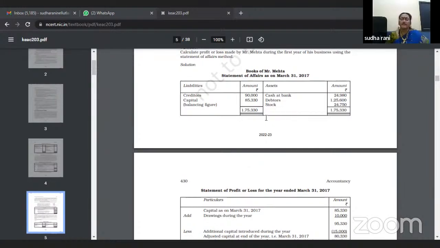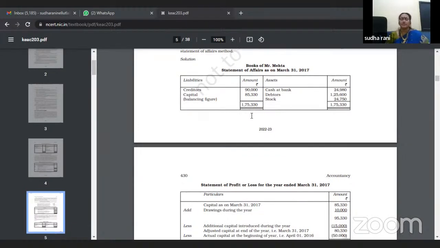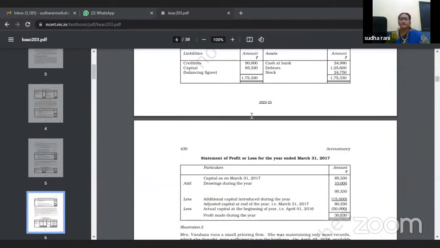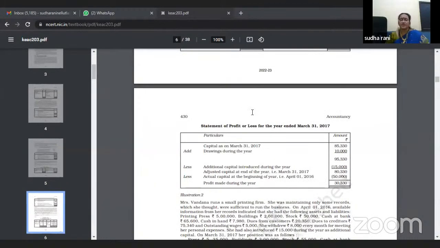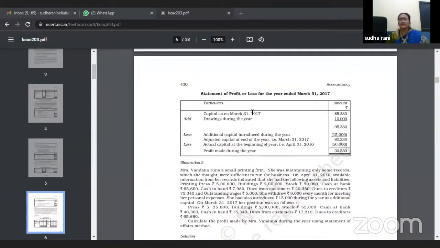Okay. So after calculating the statement of affairs and getting the capital at the end of the year, you are supposed to calculate profit, the statement of profit or loss. So here you are supposed to take capital at the end of the year.